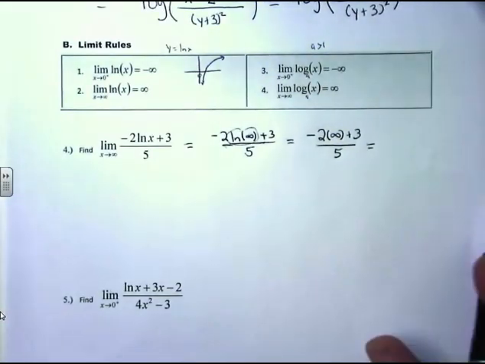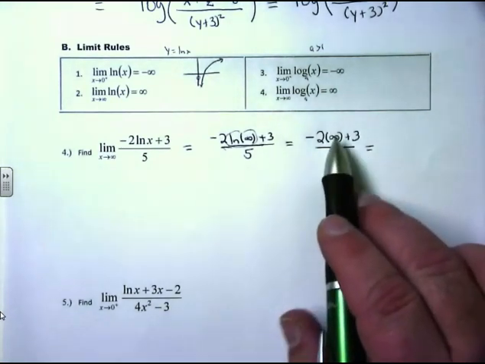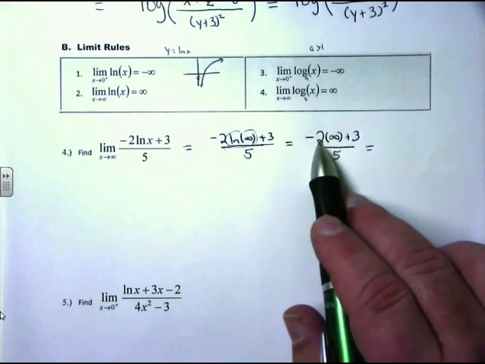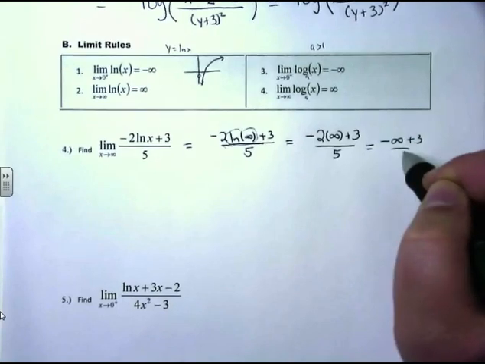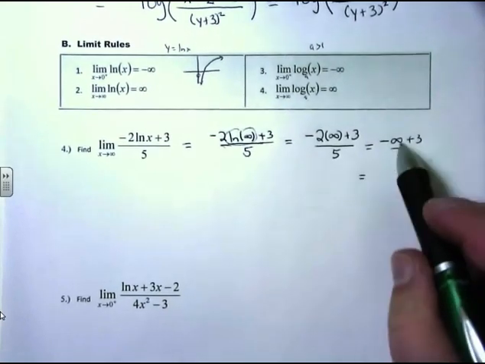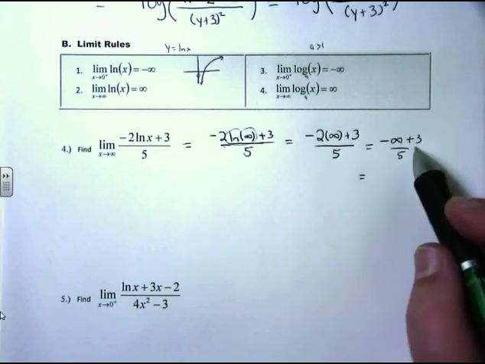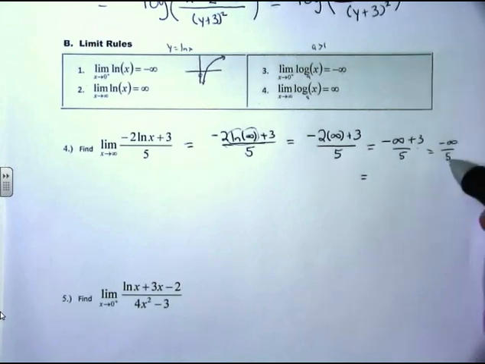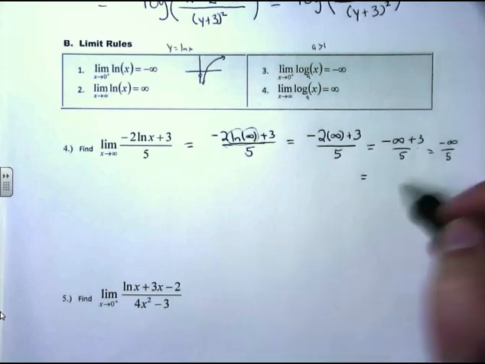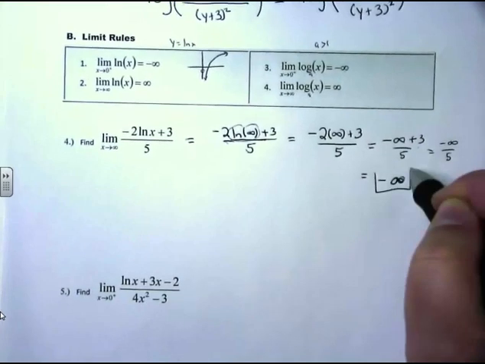Now from this point on, you've got to follow your nose. Follow the basic math. This is positive infinity. If I take positive infinity and multiply it times negative 2, that's going to give me negative infinity plus 3 divided by 5. Let's finish up the math. If I take negative infinity, something really large negative, which makes it really, really small, and add 3 to it, it's still negative infinity. And a negative infinity divided by 5, divided by a positive number, negative really big divided by 5 is still negative really big. And the answer is negative infinity on this problem. Just follow the signs.